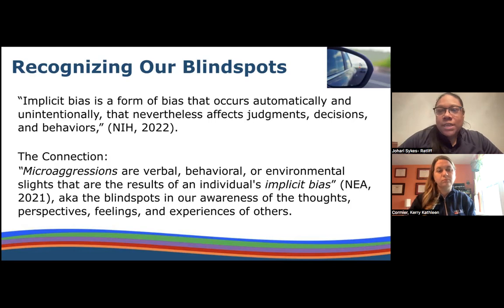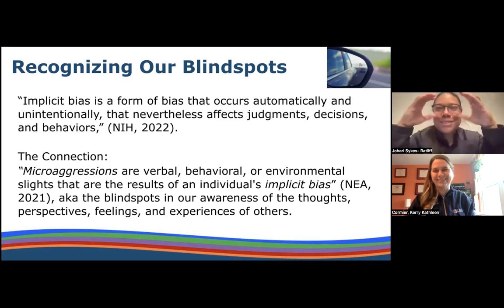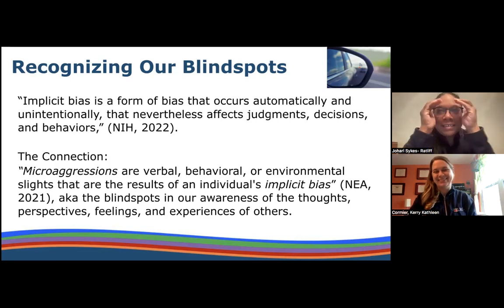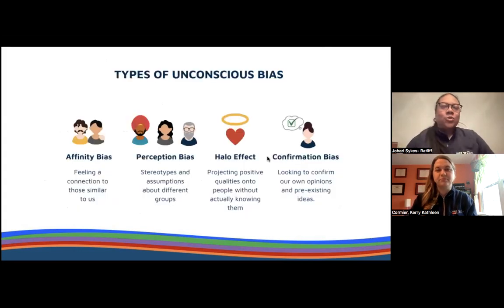So the connection between the blind spot and microaggression is that microaggressions, being the verbal, behavioral, and environmental slights, are often the result of the person's implicit bias or blind spot in the awareness of the thoughts, perspectives and experiences of others. So how can we take this blind spot? I always think of them as like blinders, but how can we remove them strategically? And so we'll get into that shortly.